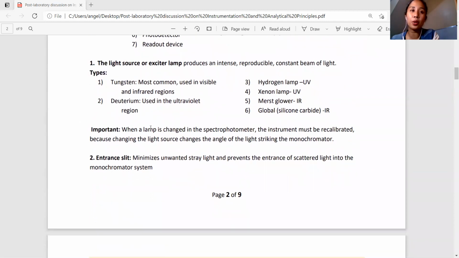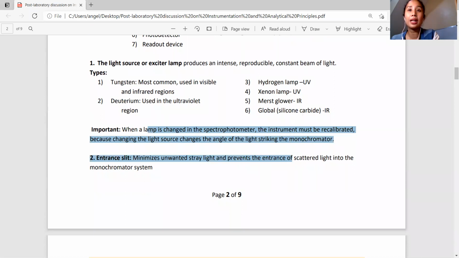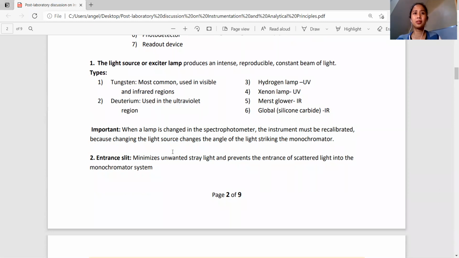So sabi, class, important note, when a lamp is changed in the spectrophotometer, the instrument must be recalibrated. So every time you're going to change a lamp, you have to calibrate your machine. We have entrance slit. It minimizes unwanted stray light. Because class, kasi your photodetector is very sensitive to all light. To all light. So, dapat makontrol yung amount of light entering our system.